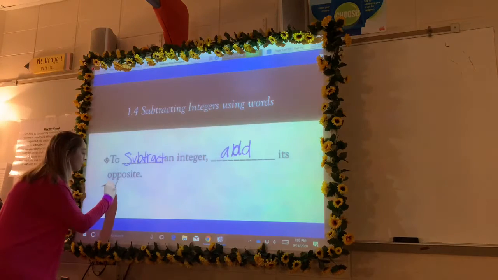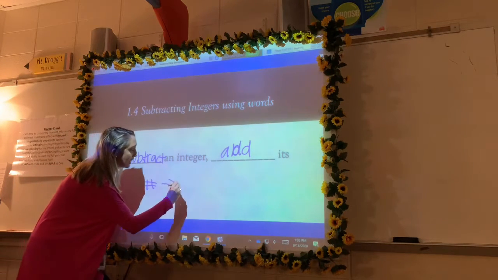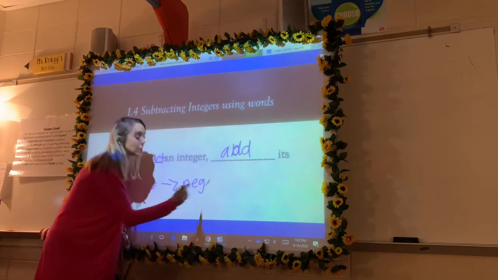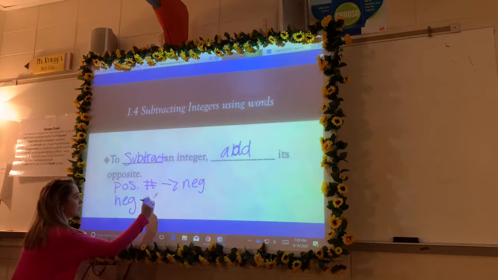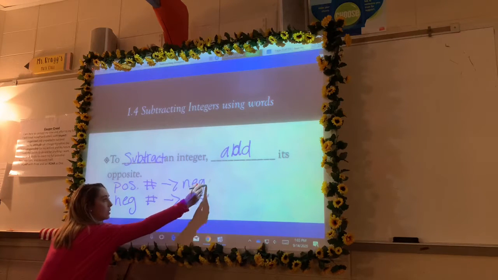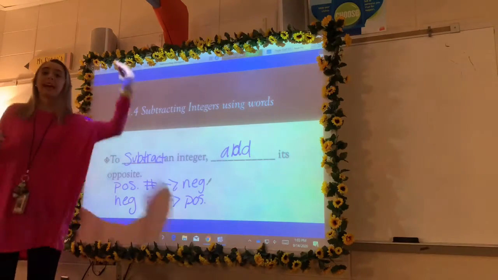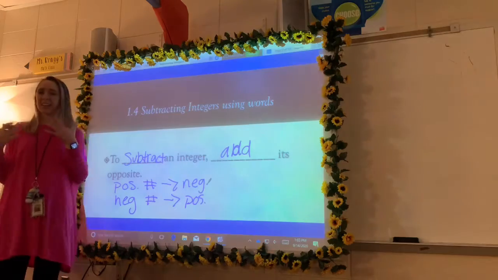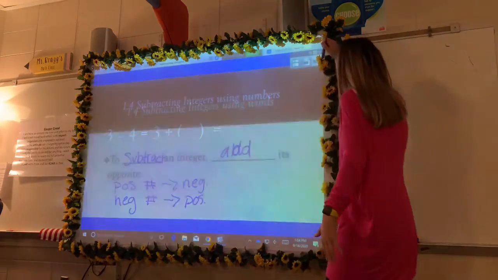So the opposite of a positive number becomes negative, and a negative number becomes positive. Okay, so that's just important to remember. So when we subtract, we add its opposite, okay? And that's going to get more useful and more important as we go. So that is with words.